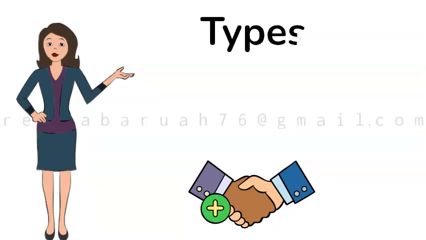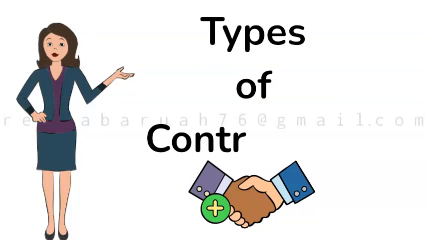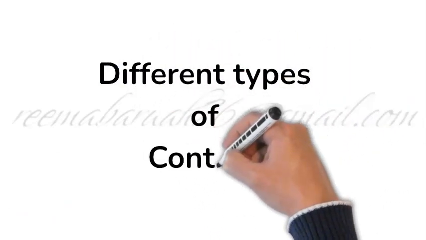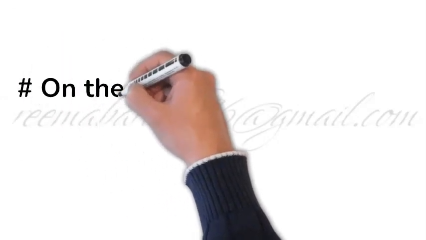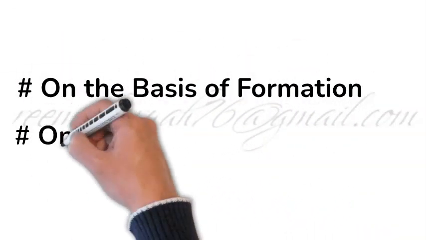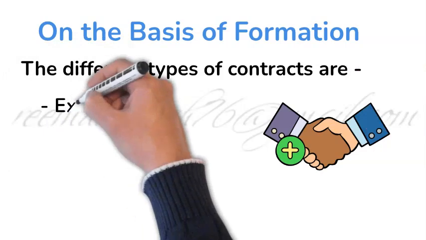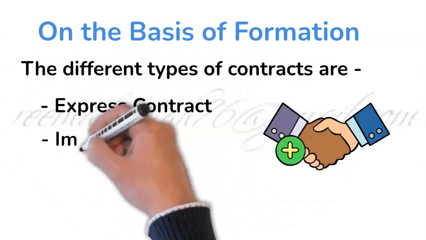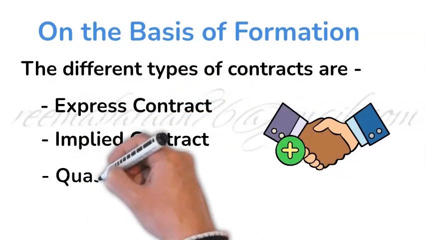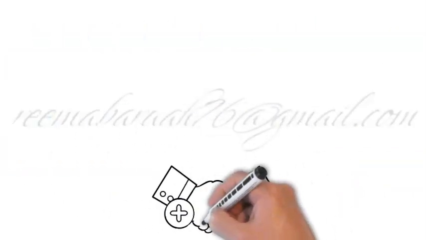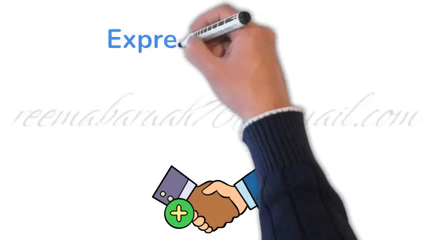Hello everyone. I will continue the topic types of contract from my previous video. In this video, I will explain the different types of contract classified on the basis of formation and on the basis of performance. On the basis of formation, the different types of contracts are express contract, implied contract, and quasi-contract. Let me explain these contracts one by one.